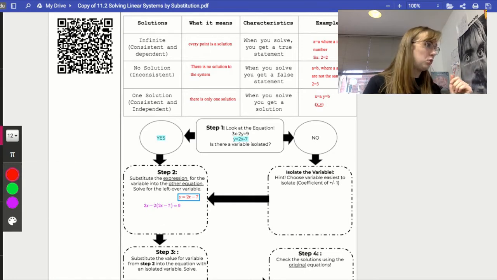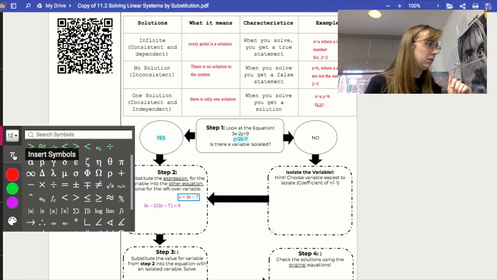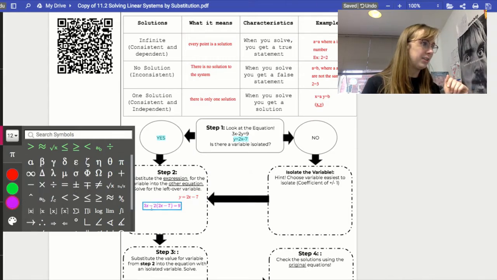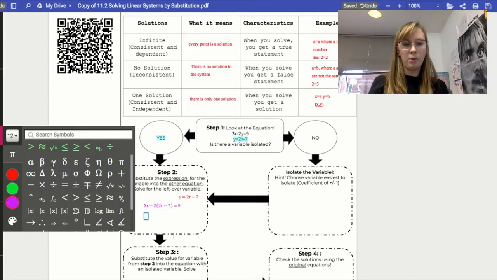And so I'm just going to do my math. Well, first thing I need to do is the distributive property. We will not use green because I was told you guys hate that. So when I use the distributive property, I get 3x minus 4x plus, because it's negative 2 times negative 7, so plus 14 equals 9.